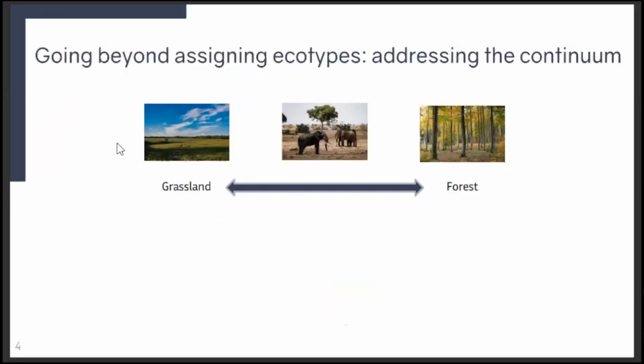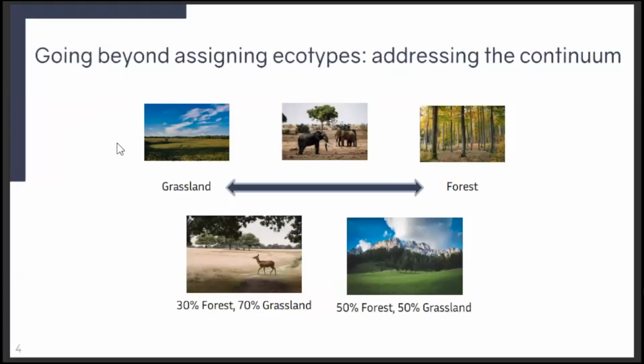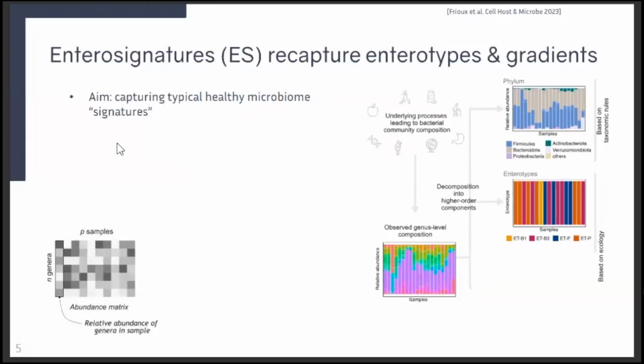A question that I wanted to address regarding enterotypes is what happens between 2 enterotypes, addressing the continuum between 2 ecotypes, 2 ecosystem types. So here, between grassland and forest, you have a lot of things in between. And that is what we want to characterize. So for instance, if I show you a few more pictures, here you would have a system with, let's say, 30% forest and 70% grassland, and another with half-half. So if you understood this, you more or less understood what I'm going to present afterwards, because we did the same for the gut microbiome.